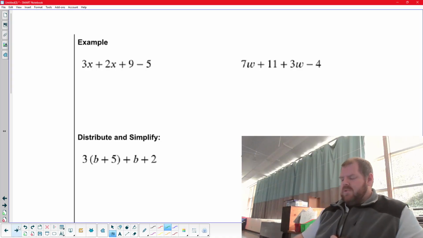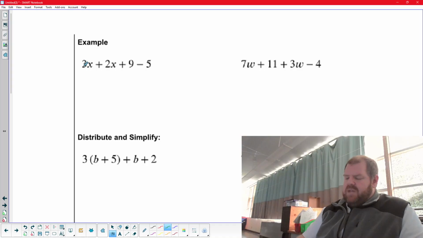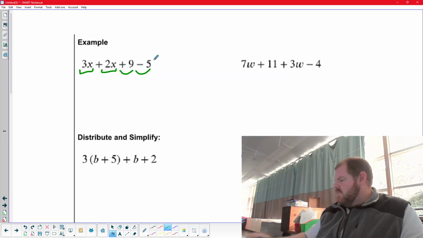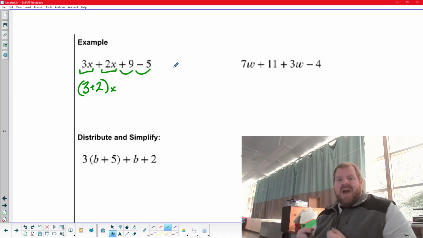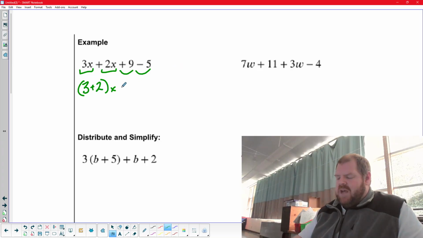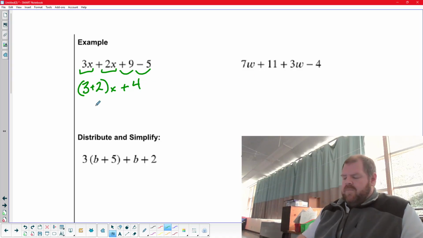Let's take a look at a couple examples and see how we can do. Again, we're going to use the distributive property, or the reverse of the distributive property, on this just to get a feel for it. I have 3x and 2x. So if I undistribute that, if I take the x back from the 3 and the 2, I get 3 plus 2 x. 9 and a minus 5 is going to be a 4. And 3 plus 2 is 5x.